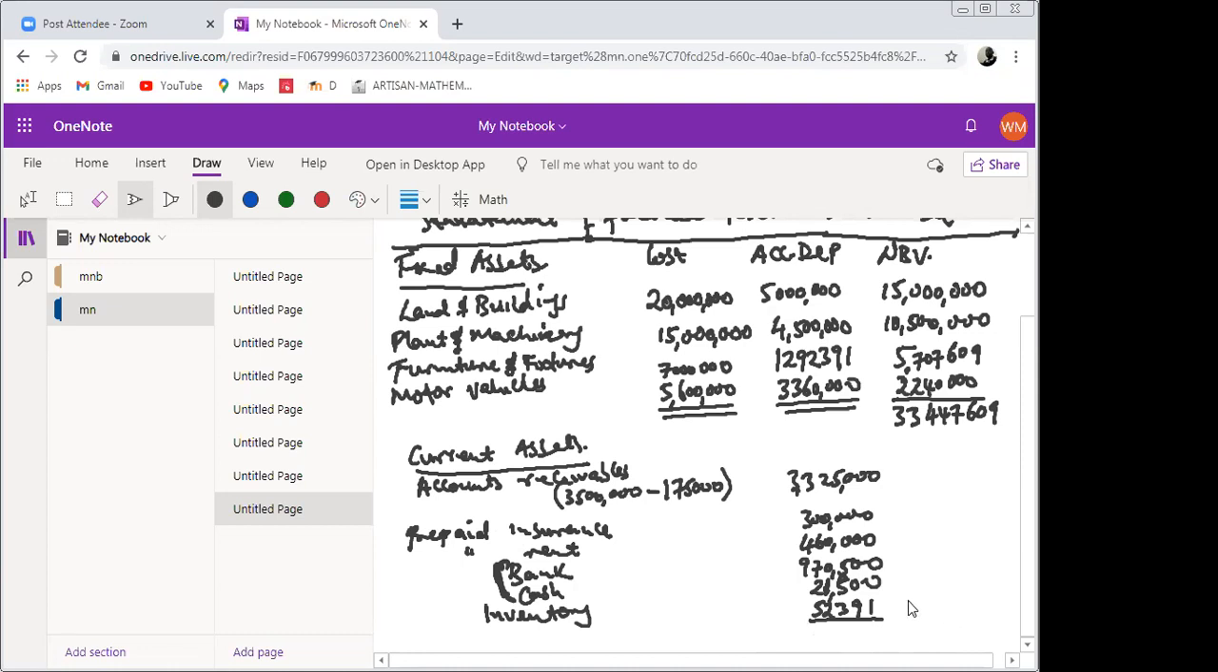$51,29,391. Sorry? 51... Come again, please. 5129,391. Okay. Can you add now to this figure the net book values of non-current assets?